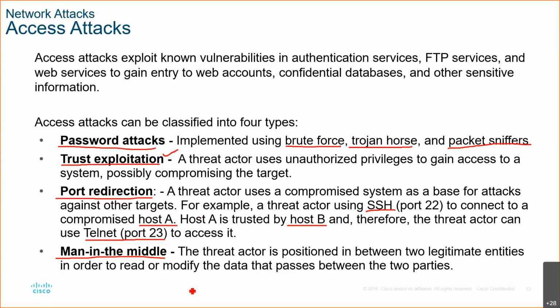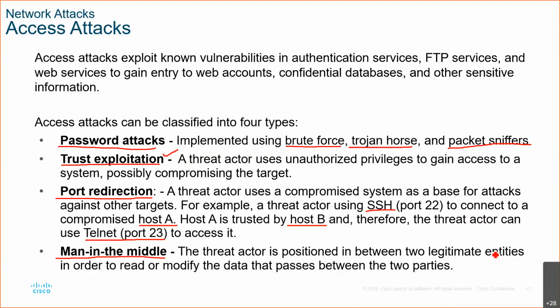Another one, which is very interesting, is man in the middle. In this situation, the threat actor is positioned in between two legitimate entities. That means he will try to appear to be the person that the first entity is trying to access. The first entity thinks the threat actor is the second entity. The second entity thinks that the threat actor is the first entity. And then the threat actor can modify the data and change what is being exchanged between both parties.